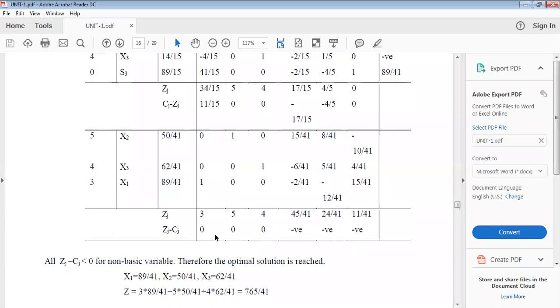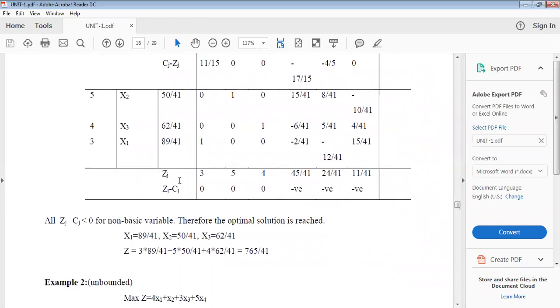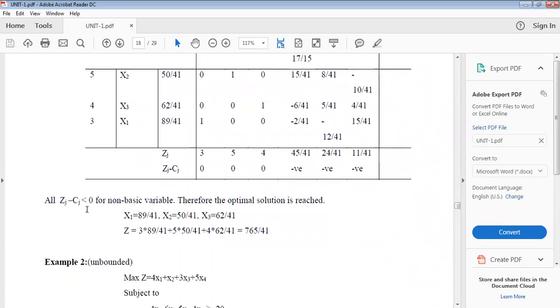So all the values are either zeros or negative values. You can see that all CJ minus ZJ are less than or equal to 0 for the non-basic variables. Therefore, the optimal solution is reached.